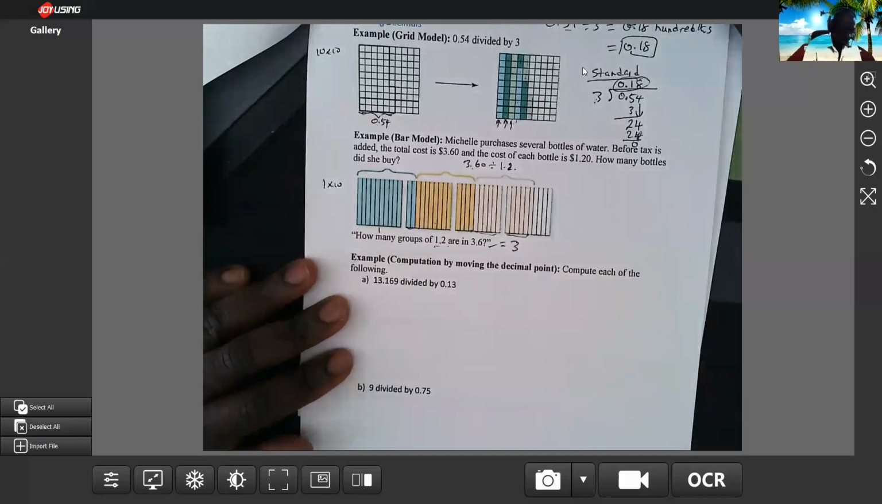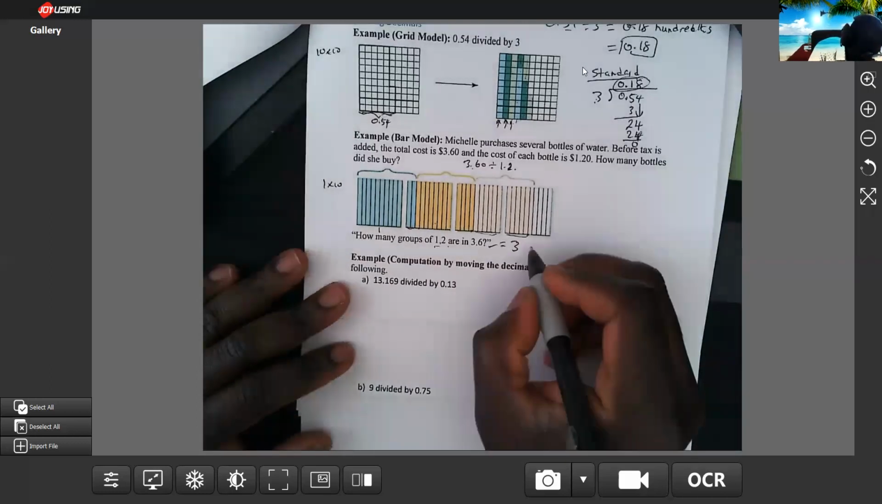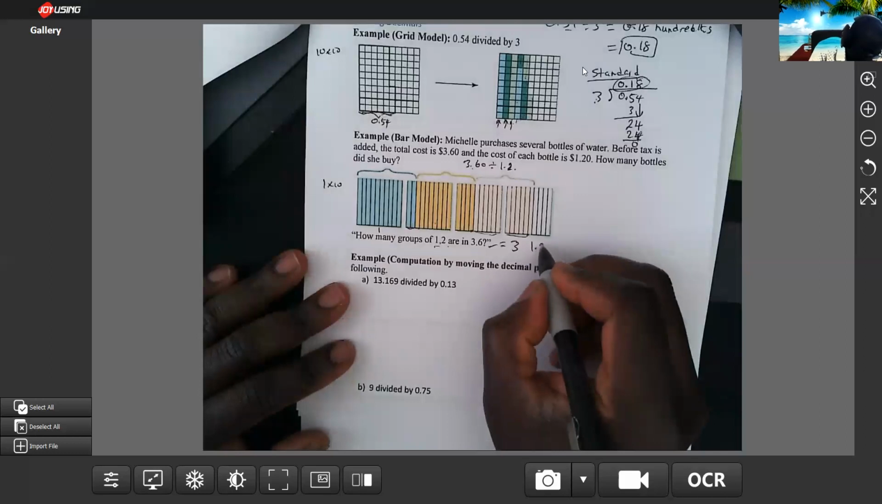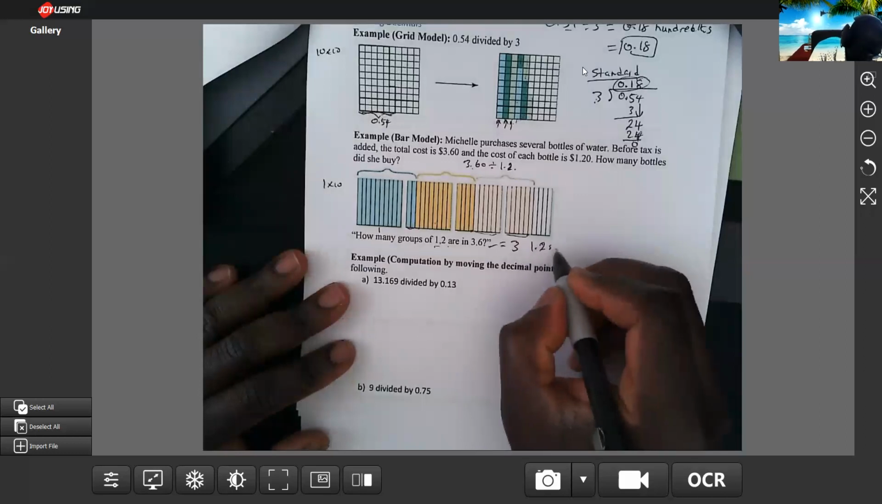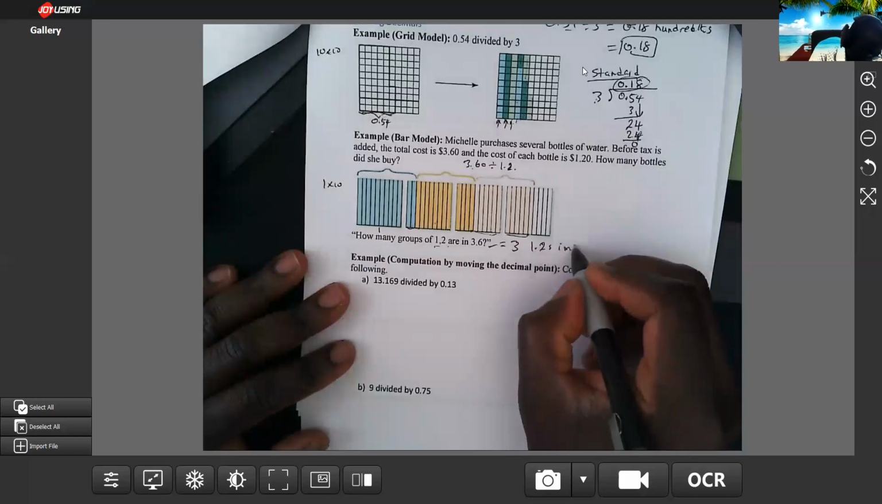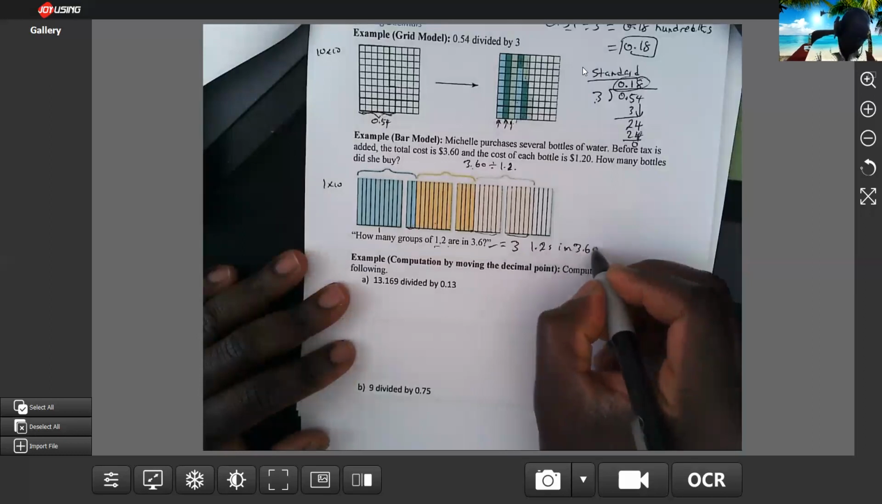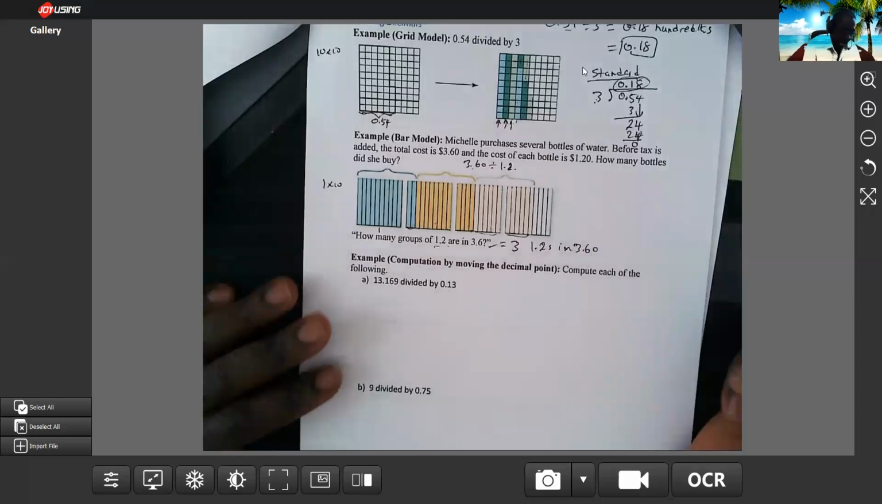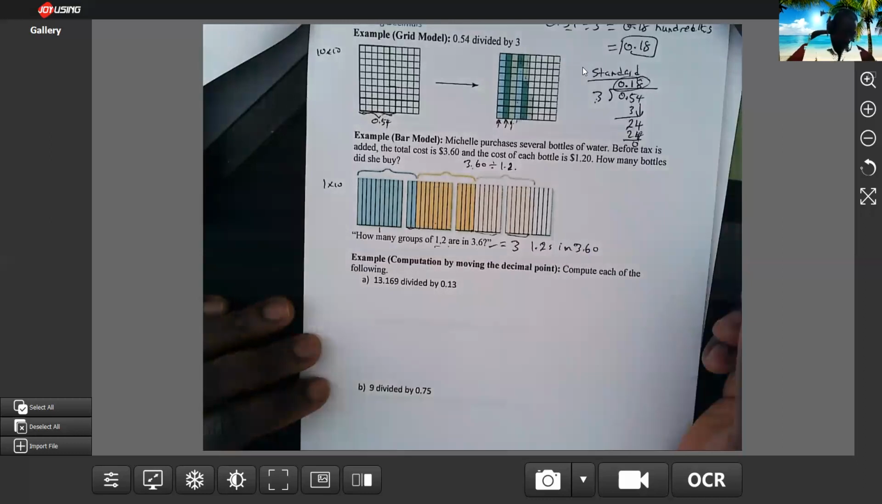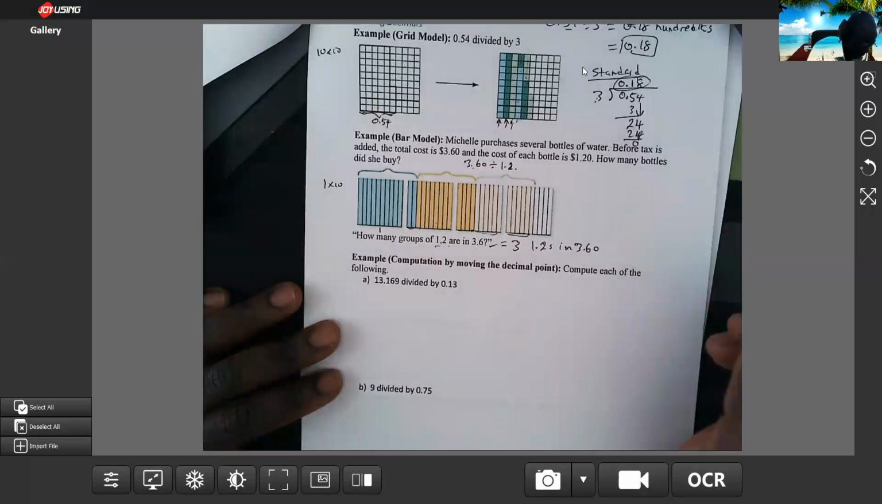So it means that there are 3 1.2s in 3.6. So the answer, how many bottles did she buy? That would be just 3 bottles.